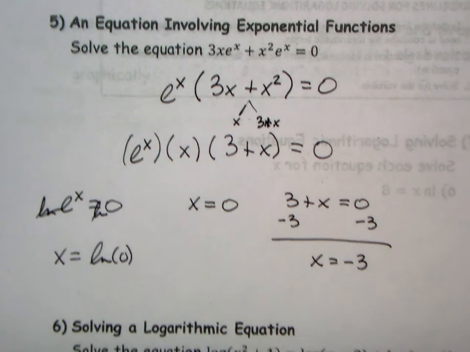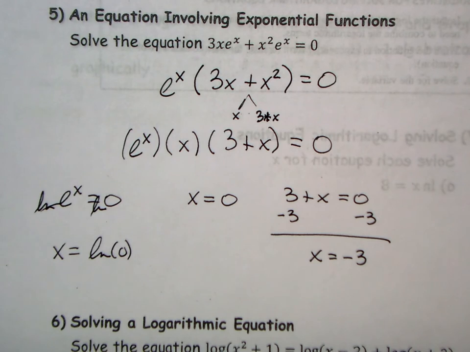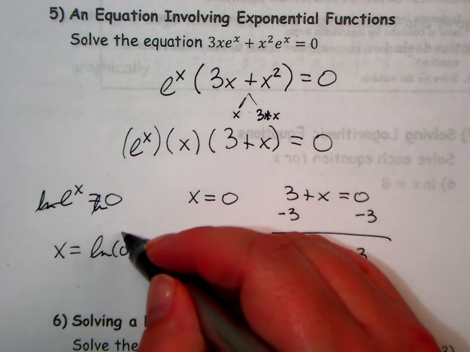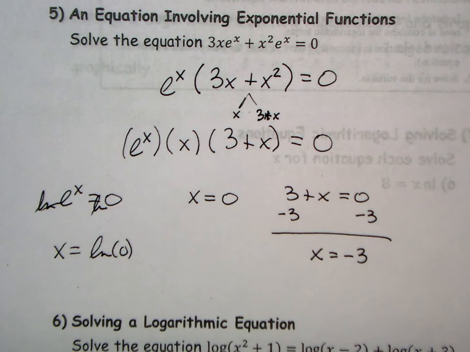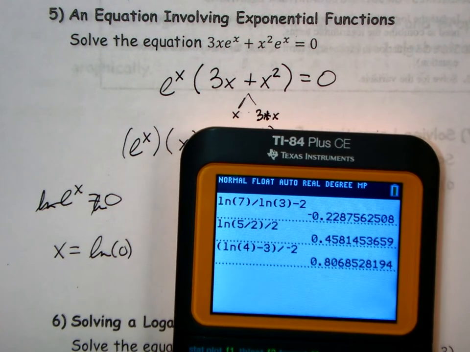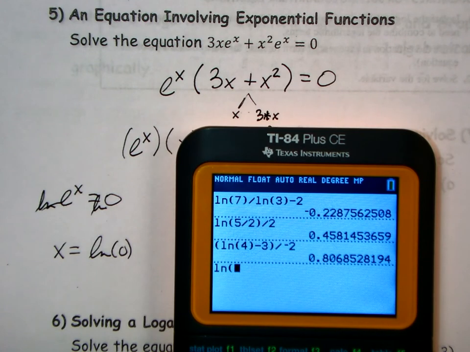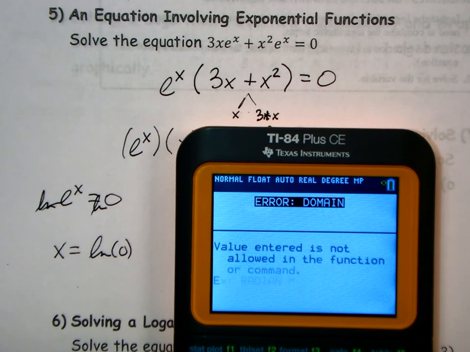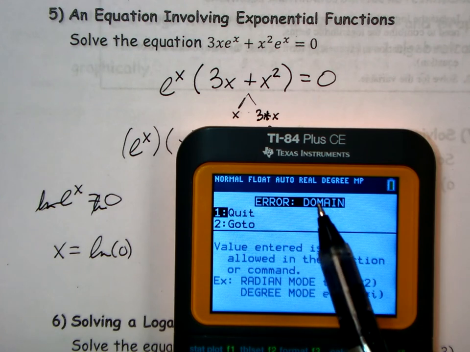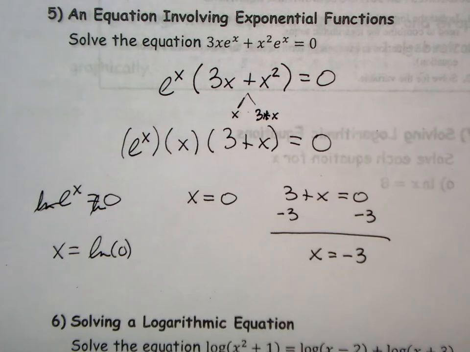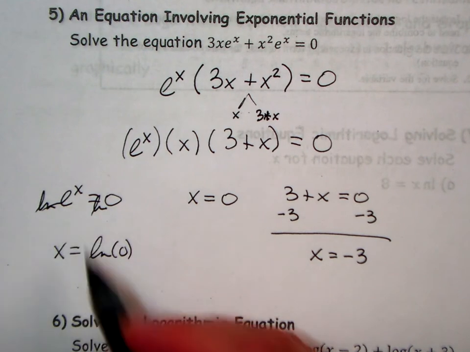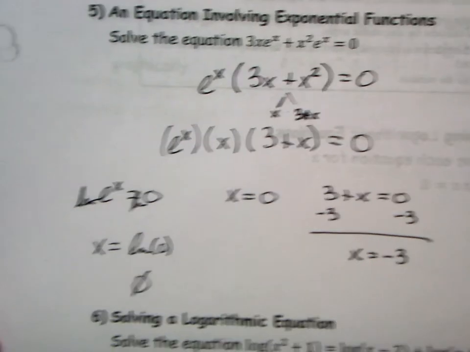And so we have to remember what the domain of our ln functions are. The argument here has to be positive. It can't be 0, and it can't be negative. So on the calculator, I want to show you, if I type in ln of 0 and hit enter, it's going to give me a domain error because the argument can't equal 0. And so this equation has no solution.